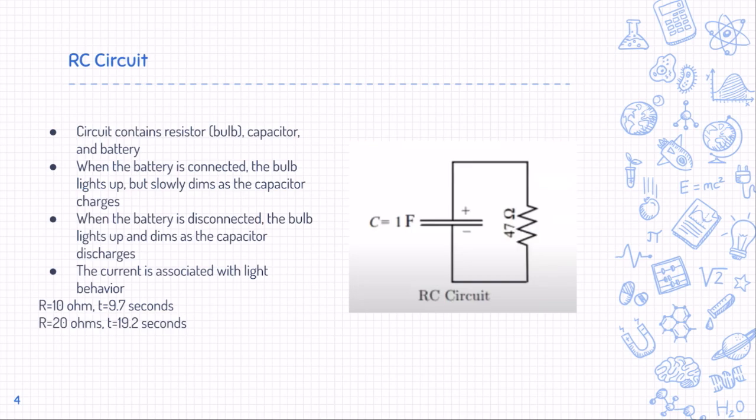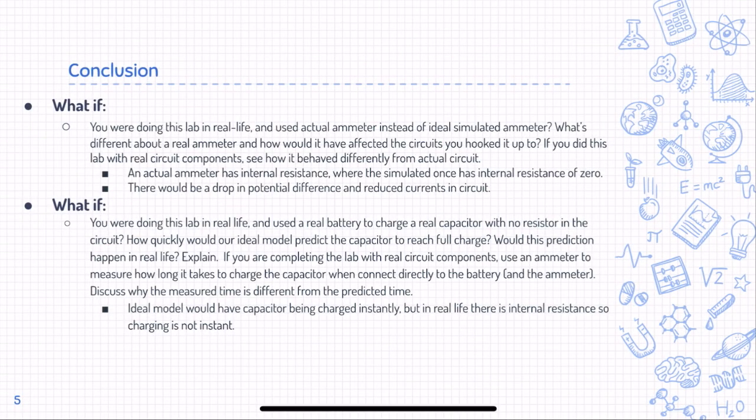Finally, we have two what-if questions. What if you were doing this lab in real life and used an actual ammeter instead of the ideal simulated one? What's different about a real ammeter, and how would it have affected the circuits I hooked it up to? If I did this lab with real circuit components, how would it behave differently from an ideal circuit?